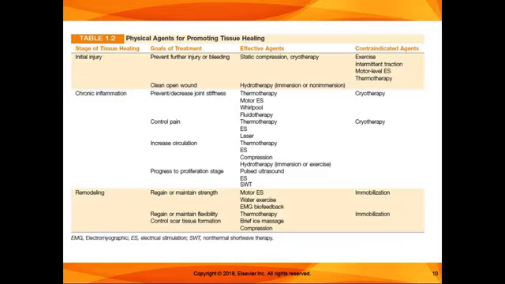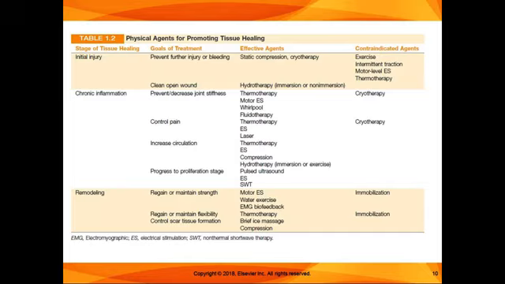So I love the tables in this book. If you like nothing else about the book, it's a good book, but I love the tables. They organize things so nicely. So this is table 1.2, and it talks about how you use physical agents to promote tissue healing. So it's organized by the stage of tissue healing: initial injury, chronic, or remodeling stage, and we'll talk about those individual ones. The goals of the treatment, what physical agents can be effective, and which ones are contraindicated.